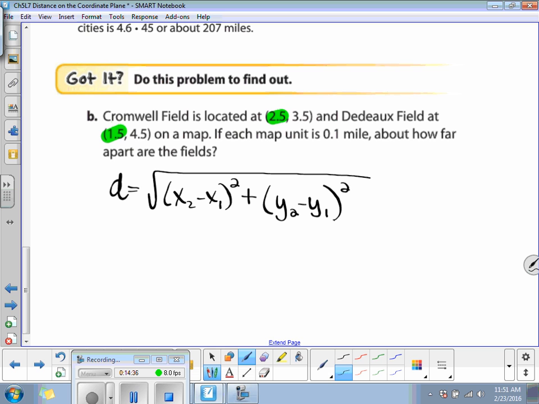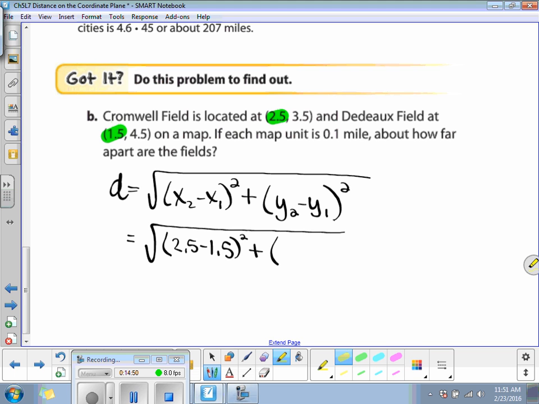So when we put those into the equation, we've got 2.5 minus 1.5, and we're going to square that. Plus the y values. Okay, now if I start with 2.5 and go to 1.5, I have to start with 3.5 and subtract 4.5. Okay, it has to be in the same order. So this is going to be 3.5 minus 4.5, and you're going to square that.